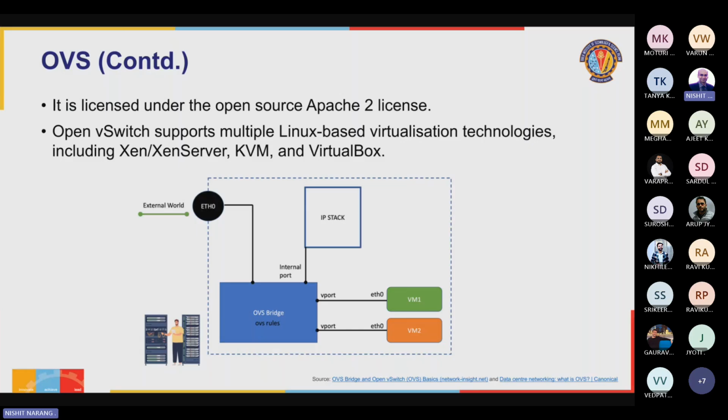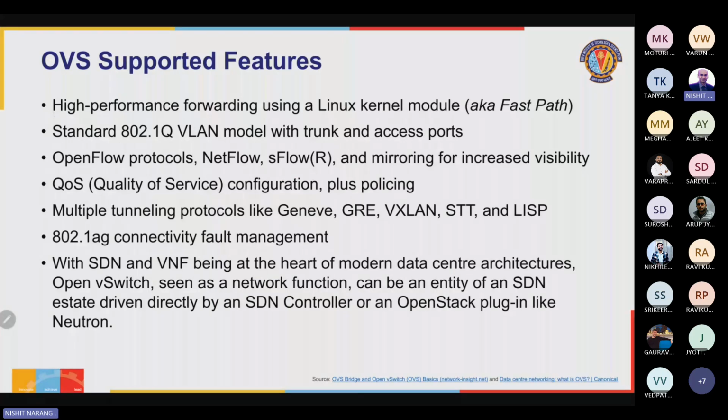I've said it's licensed under the open source Apache 2 license, and it supports multiple Linux-based virtualization technologies like Xen Server, KVM, VirtualBox. OVS can be run on all of them. Now, we've said it's a full featured switch. It supports high performance forwarding. Now, high performance is relative. Of course, it's not as high performance as a physical switch can be because it's implemented in software.